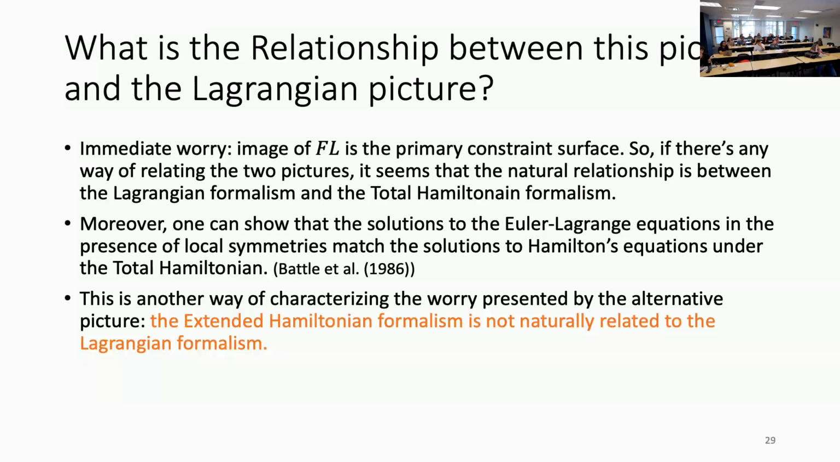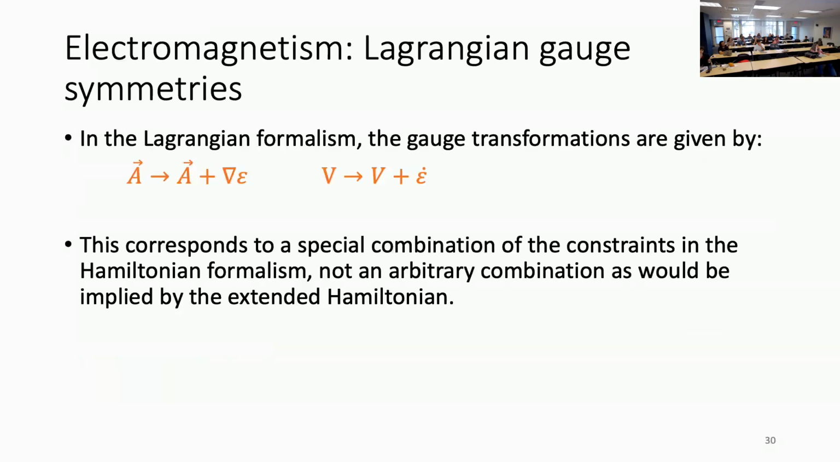And just to go back to this electromagnetism example and see why one might have this kind of intuition, well, in the Lagrangian formalism, if we consider the gauge transformations, they are just such that if we transform A, it takes us to the derivative of some function of the coordinates and time, which we just write as epsilon, and V just transforms to V plus the time derivative of that thing. So in combination, it's just like the derivative of some scalar field epsilon. But this corresponds just to a special combination of the constraints in the Hamiltonian formalism, not some arbitrary combination as would be implied by the extended Hamiltonian, precisely because we have the same epsilon here in both of these transformations.